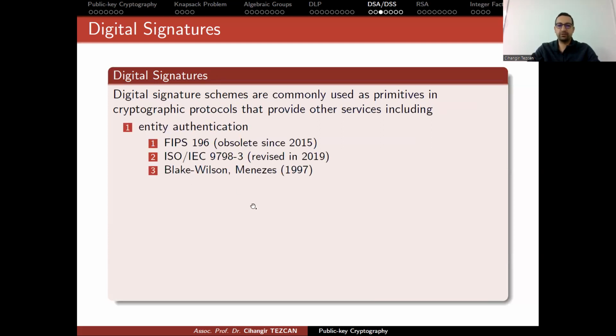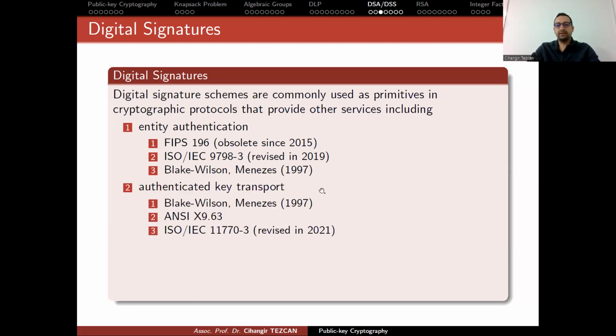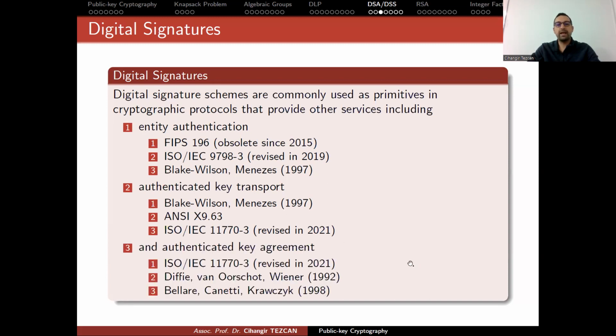There are some standards for them, but most of them are old. Authenticated key transport: here are some, again, ISO, ANSI, and other standards. And authenticated key agreement. You can see related references here.